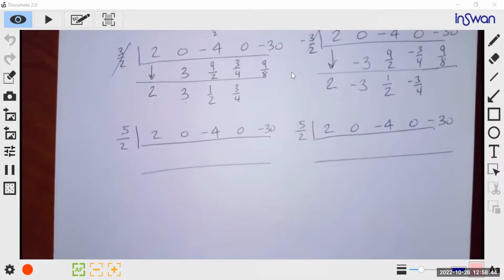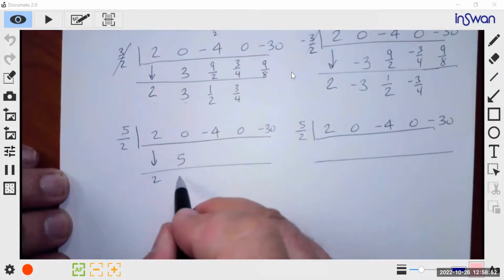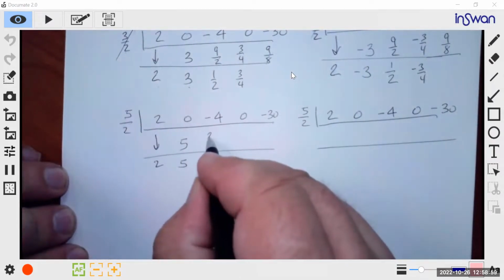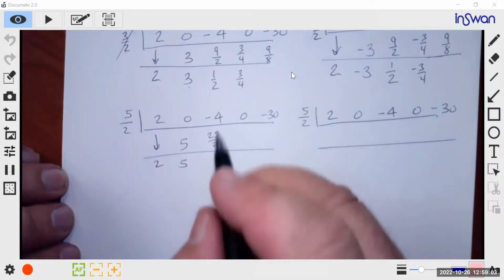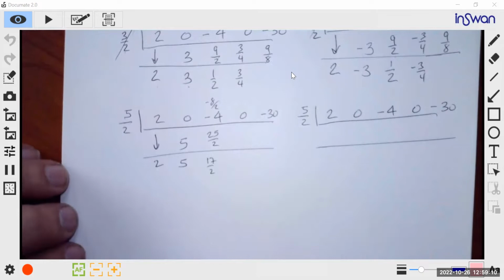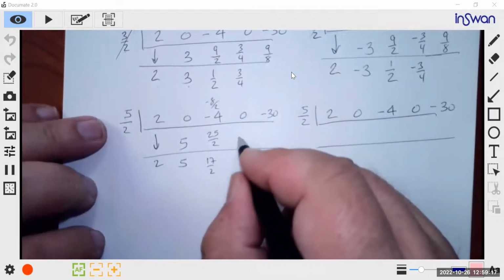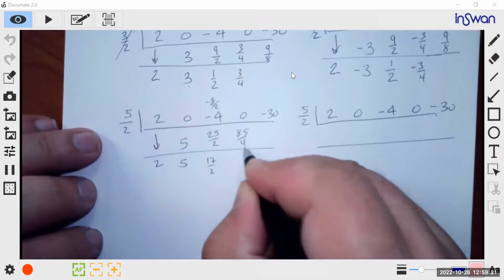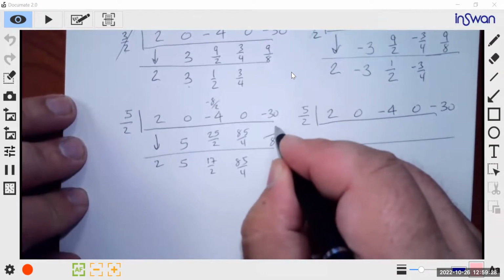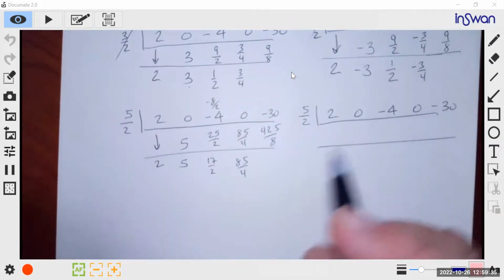All right, so what do we do first? Bring down the 2. 5/2 times 2 is 5. 0 plus 5 is 5. 5 over 2 times 5 is 25 over 2. And that's negative 8 over 2. So it's 17 over 2. 85 over 4. Nope.